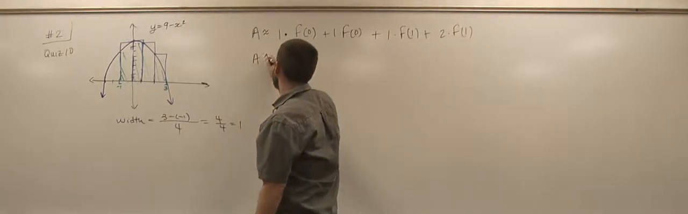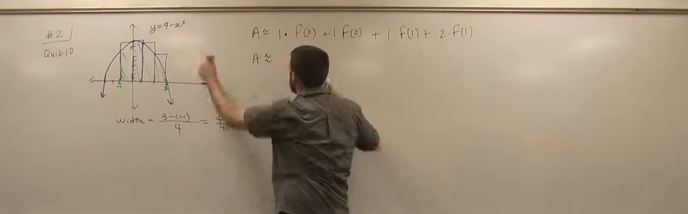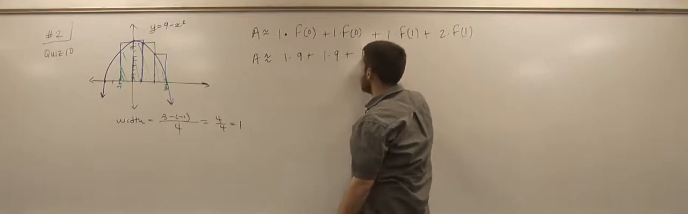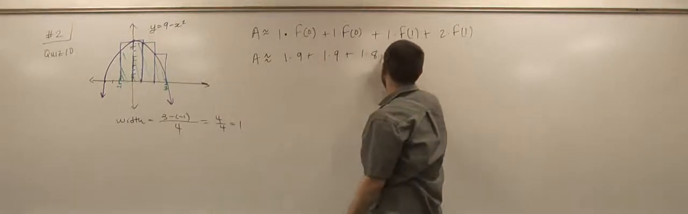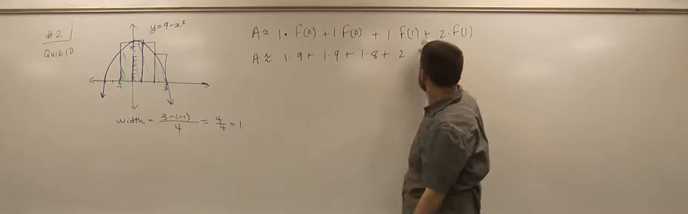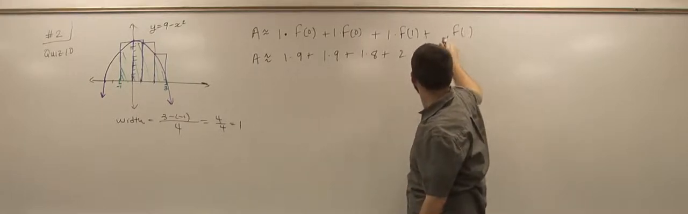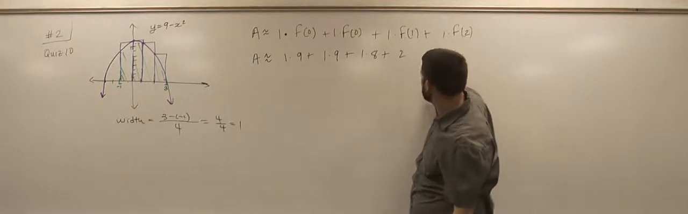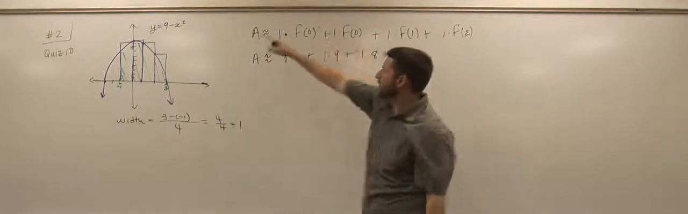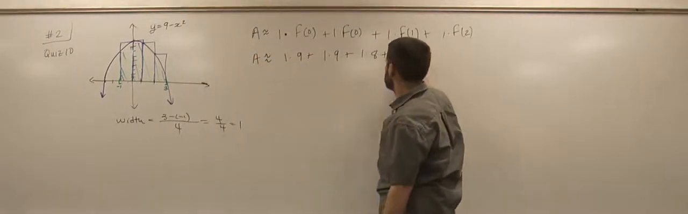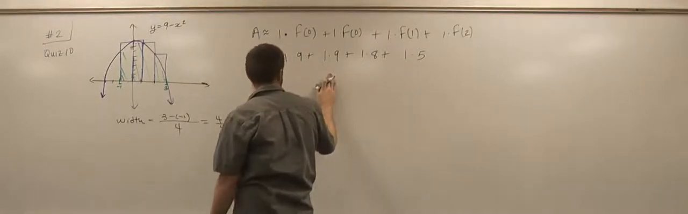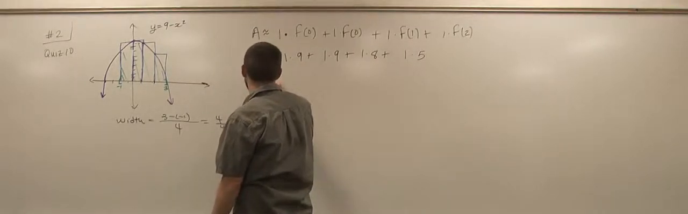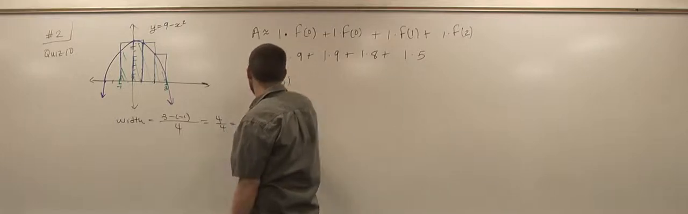So my area will be 1 times f of 0, so 1 times 9, plus 1 times 9 again, plus 1 times 8 when you plug in 1, plus 1 times f of 2, so it'll end up being 1 times 5. So 9 plus 9, 18, 23, 31. Square units.